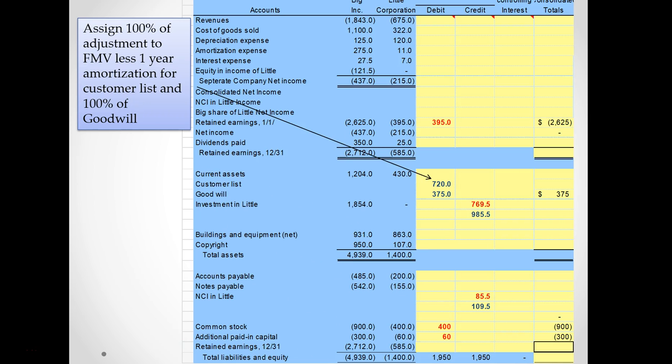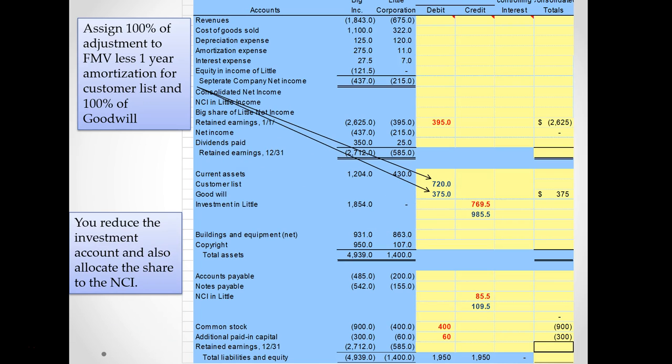So this is what it looks like. We're going to book the customer list and the goodwill. And then we're going to reduce the investment account. And we're going to increase and assign an amount to the non-controlling interest.